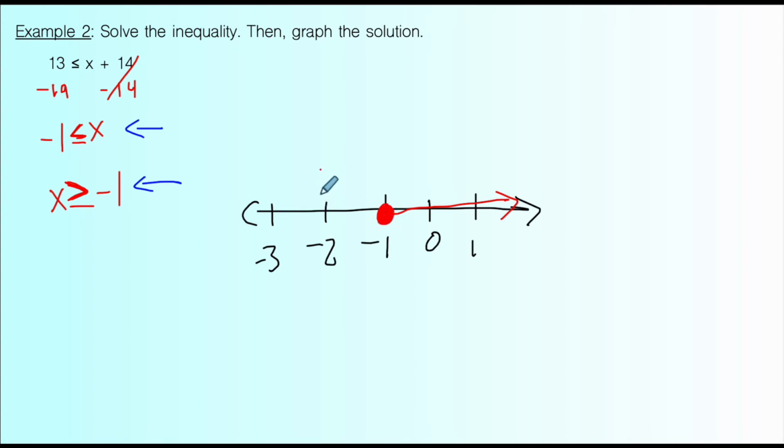And then I'm going to test out this -2. -2 plus 14 is 12. And 12 does not satisfy this inequality, so I know that none of these are solutions, which is what my graph shows. I'm just double checking. It's always good to double check.